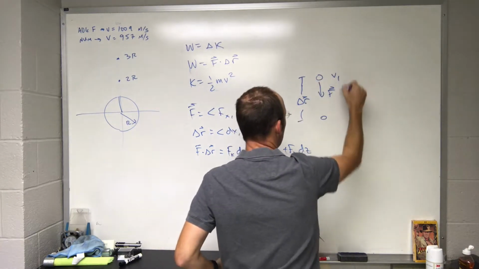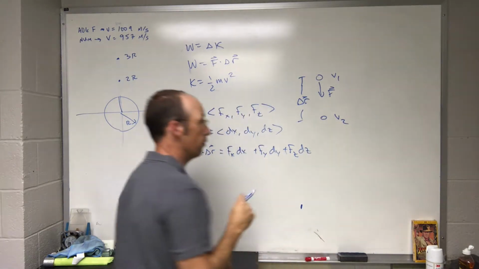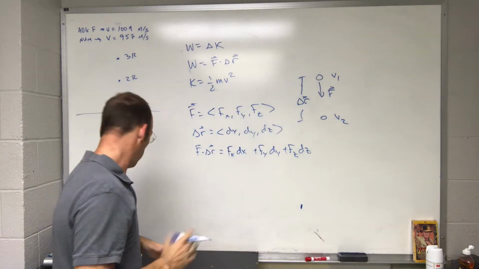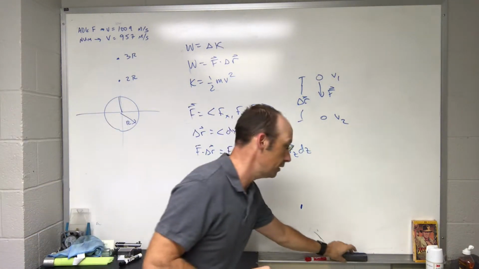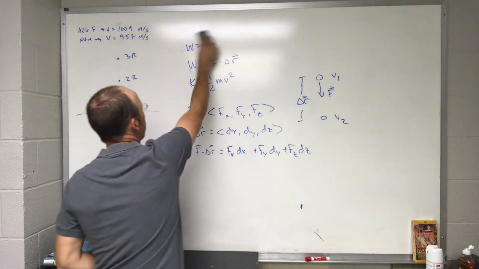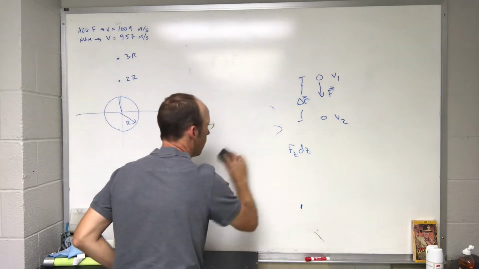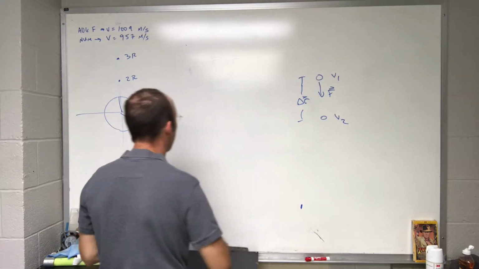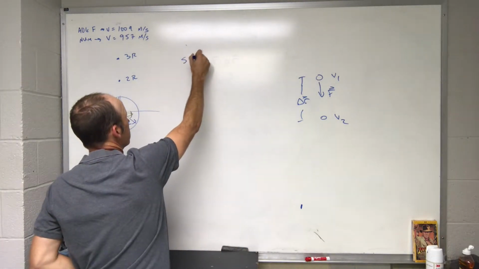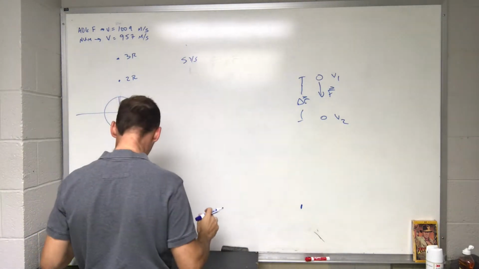And this is V1. And this is V2. As vectors, as scalars, because no one cares about vectors right now, because this is a scalar problem. Okay, so how do I use my work energy to find that? The first thing I'm going to do is say, what is my system? I have to write that more clearly.